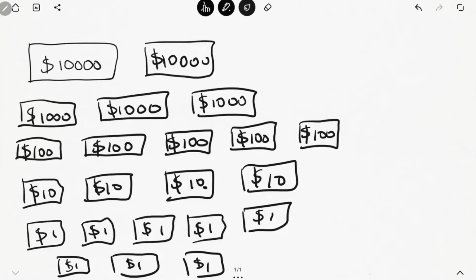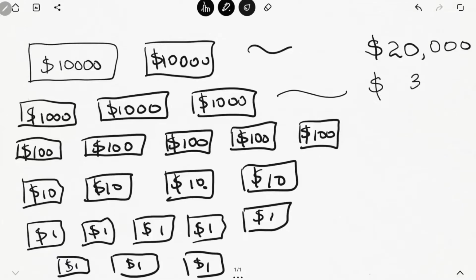The point is you have two $10,000 bills, which gives you a total of how much. You can say it to yourself before I say it. It gives you a total of $20,000. You just add 10,000 and 10,000. If you have three $1,000 bills, how much money do you have? You can say it to yourself, and before I say it, you're gonna have $3,000. Good. If you have five $100 bills, how much money will you have? You're gonna have $500. Good.